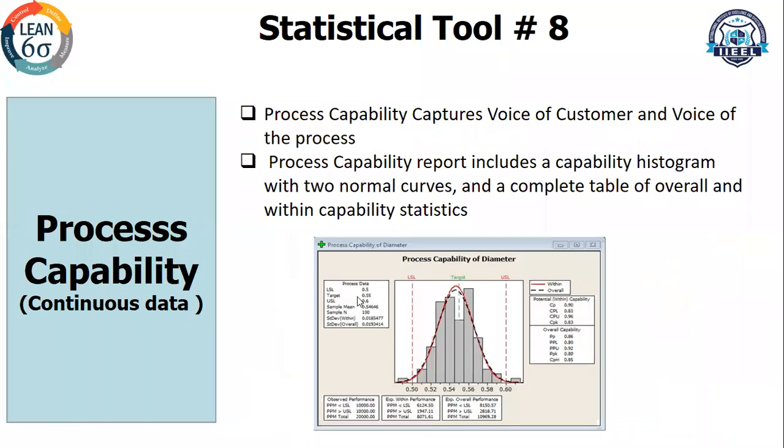The key tool of Six Sigma is all about process capability. Process capability is the measurement of Six Sigma. It captures voice of customer, which is the specification, lowest specification and upper specification, which you enter. Okay, it won't come automatically. And the histogram is the voice of data. Voice of process is LSL, USL. Histogram is voice of process.